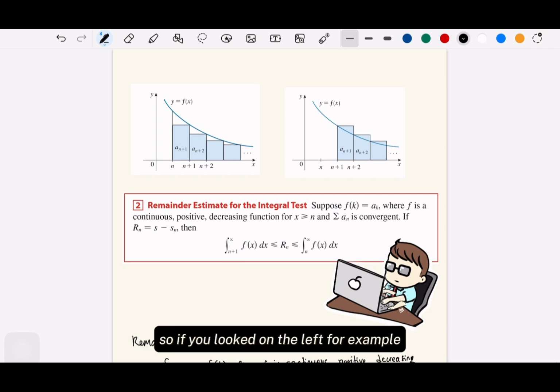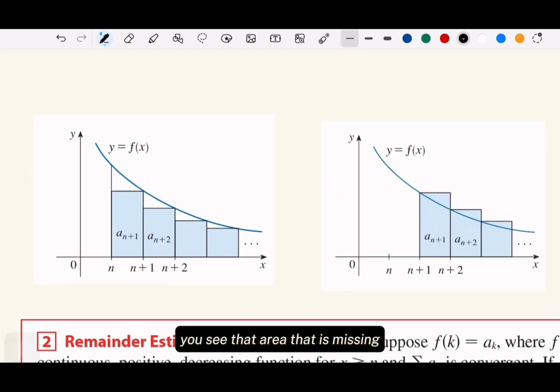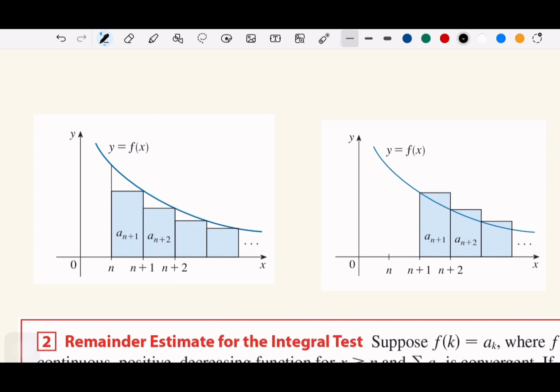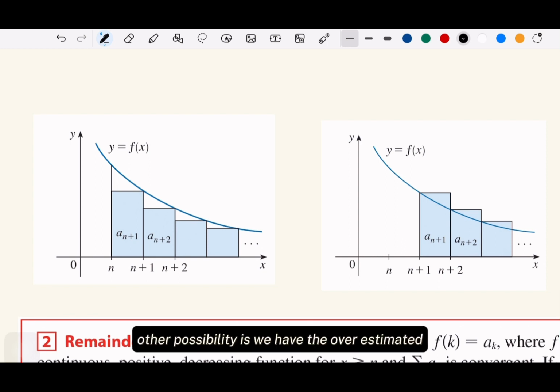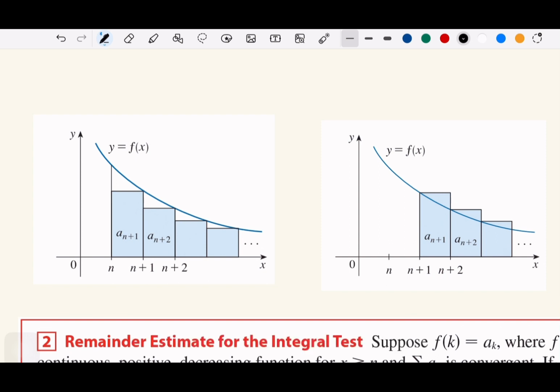If we look on the left, for example, we see that there is area that is missing, which means the curve, the area, is larger, right? The other possibility is that we have an overestimate of the area, which means the curve is below the area under the curve, right?